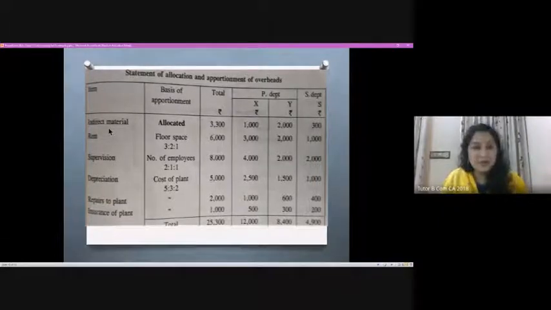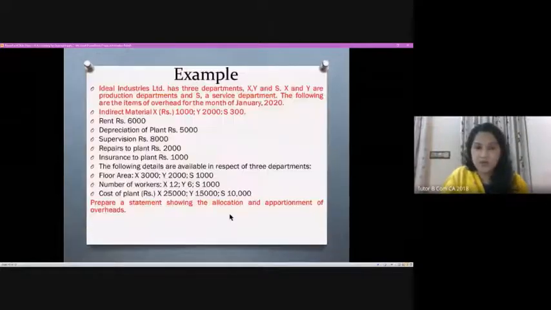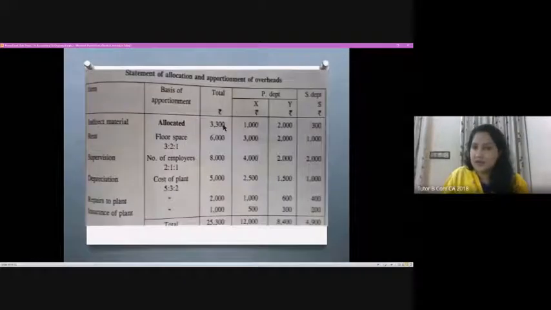Now we have seen that that is an item that can be directly allocated to different departments. So we are going to do that. The total of that, of course, will be 1000 plus 2000 plus 300. So that is 3300. That's what we have put in the total column. Now it's directly given. We just have to pick and write in the respective department under the different department head. So for X, it is 1000. For Y, it is 2000. For S, it is 300.